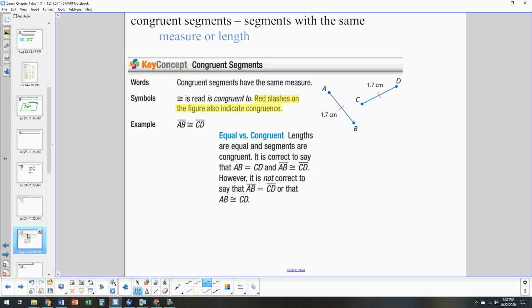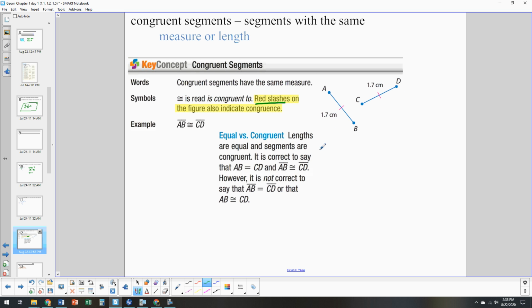All right, congruent segments. We already talked about congruence as geometric figures being exactly the same. So if 2 segments have the same measure, they are congruent to each other. They're mentioning red slashes here, really any color slashes. I call them dashes sometimes. So 1 dash or 1 slash matches with 1 slash, those are congruent.